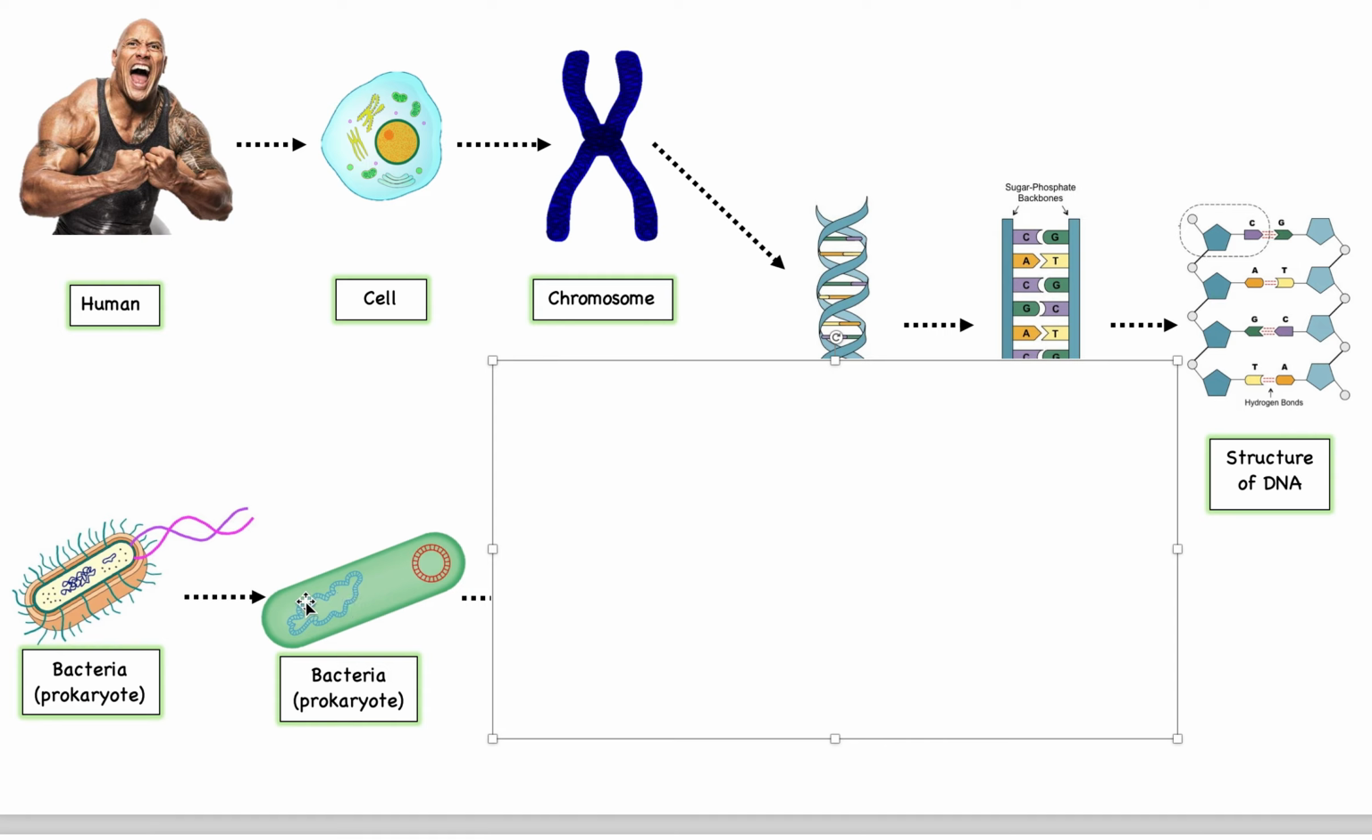You can see this is a circular shape, and it's one chromosome. Whereas in a human, we have 46 X-shaped chromosomes. So the shape's different and the number is different. We have many chromosomes, whereas a bacteria only has one chromosome in a circular shape.